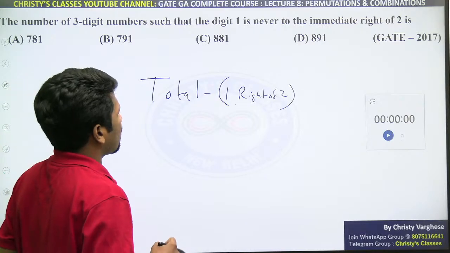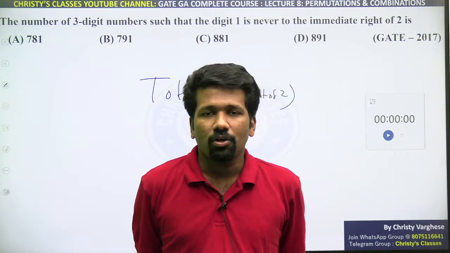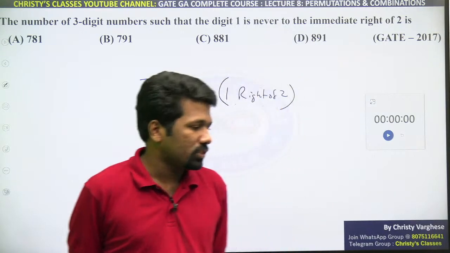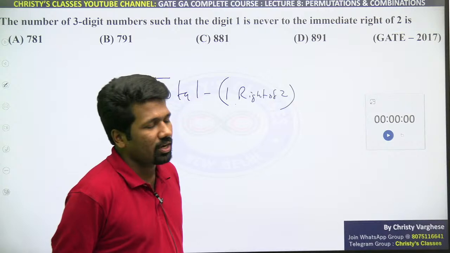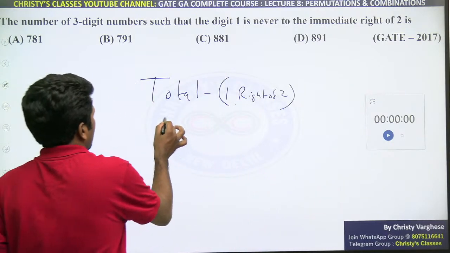Total 3-digit numbers कितना है? That you can directly find. 100 to 999. 1 to 999, 999 numbers है. उसमें first 99 numbers 3 digits नहीं है. So 999 minus 99, 900 3-digit numbers है.